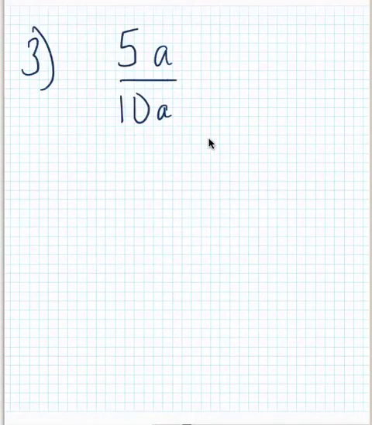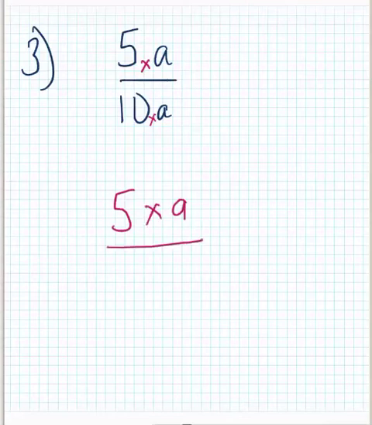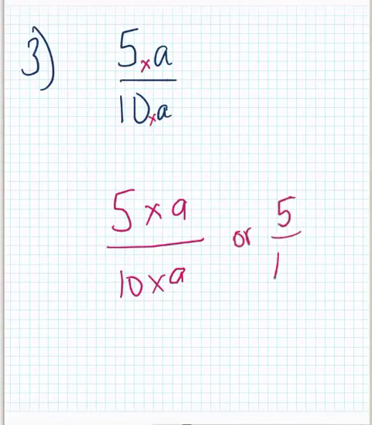Now with our next question, we have the same thing as before, except the multiplication, which is invisible, is there. So don't forget that. I could have written this question like this: 5 times A over 10 times A. Same thing. Okay, or I could have written it like this: 5 over 10 times A over A. That is also the same thing.